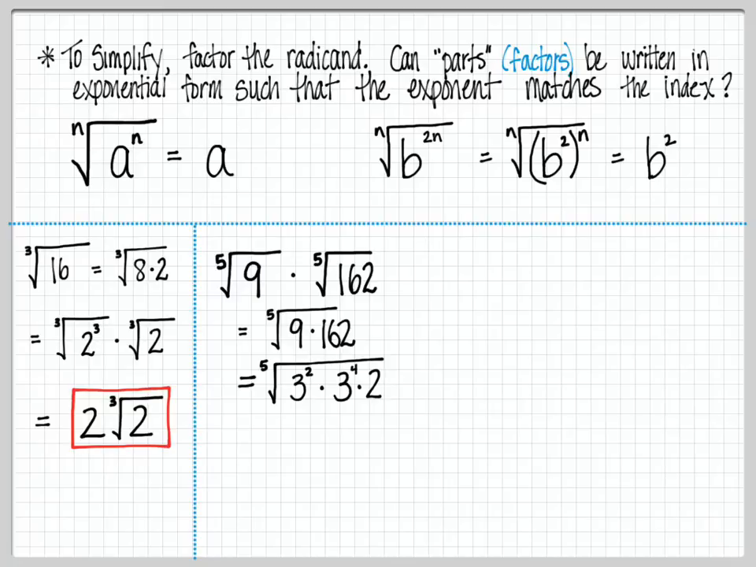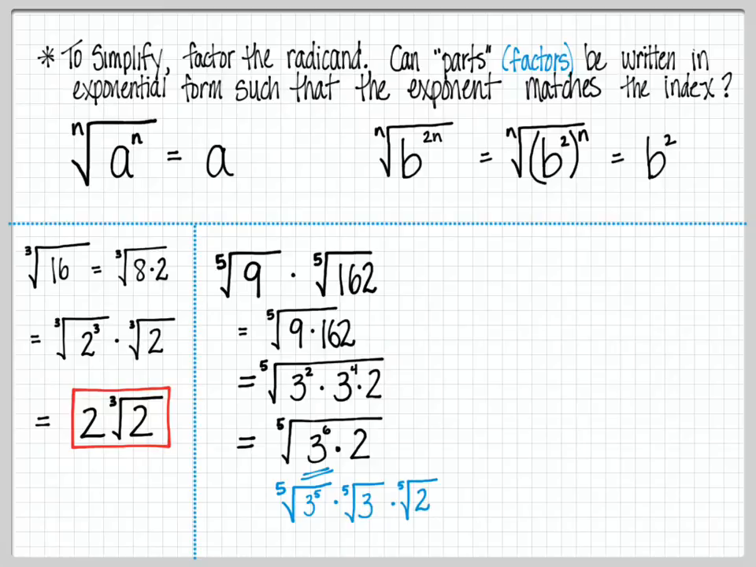And therefore I can say, oh, well, 9 is 3 squared, and then 81 is 3 to the 4th times 2, all under the fifth root. And so I've got the fifth root of 3 to the sixth times 2. Well, 3 to the sixth can be broken up, and 3 to the sixth can be written as the fifth root of 3 to the fifth times the fifth root of 3. And then I still have the fifth root of that 2.